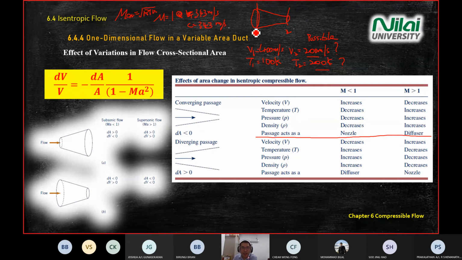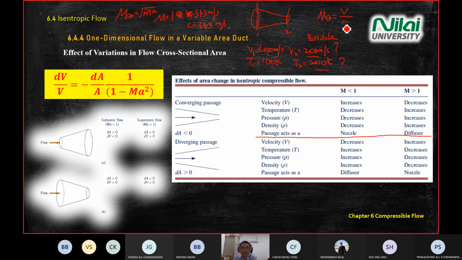Mach number less than 1. Your speed of sound is 343 and your velocity now is 400. How do you find your Mach number? Just a moment. What is the equation of Mach number? Velocity over speed of sound.